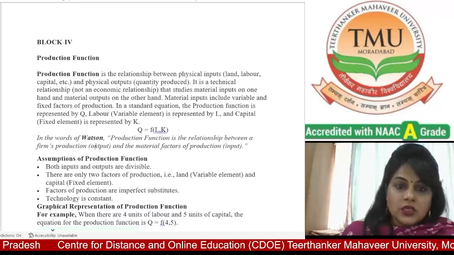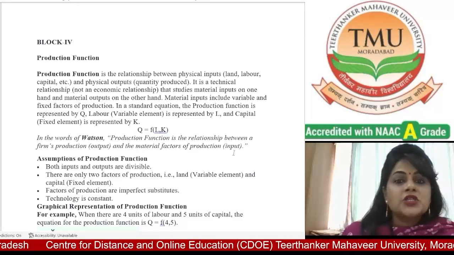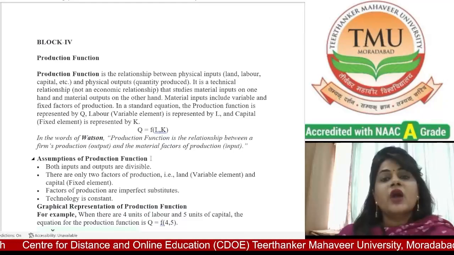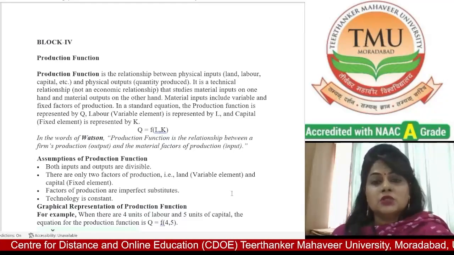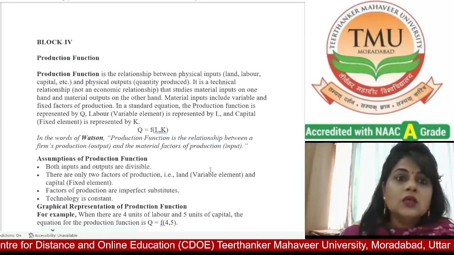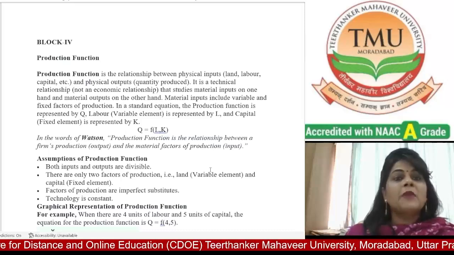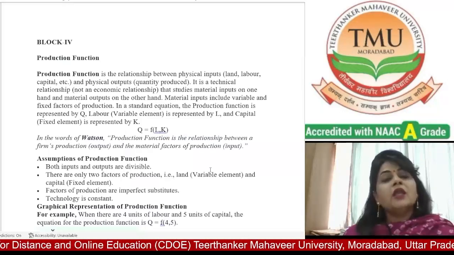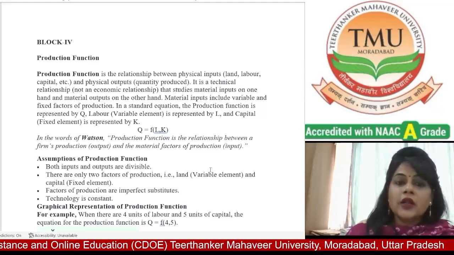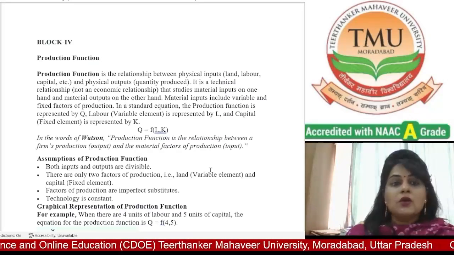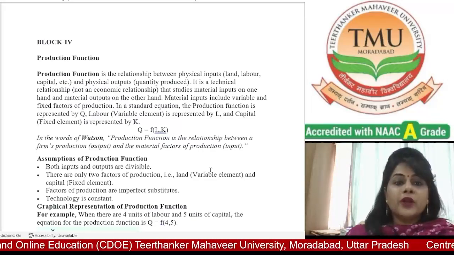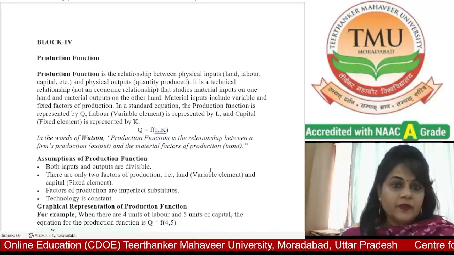In the words of Watson, production function is the relationship between a firm's production output and the material factors of the production inputs. You can say the production function is a mathematical equation determining the relationship between the factors and quantity of input for production and the number of goods it produces most efficiently.